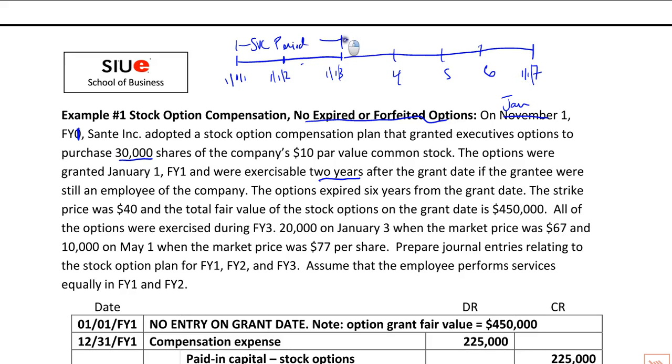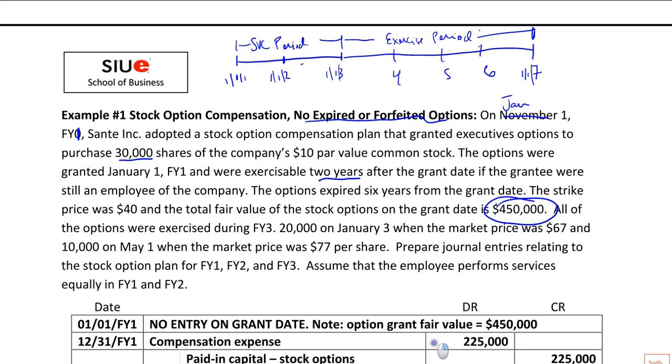Alright, and here is the exercise period. So they have a 2-year service period, and then they have 4 years to exercise them. Okay. Total fair value of these options on the grant date is $450.